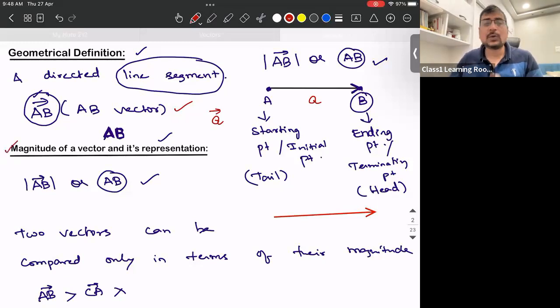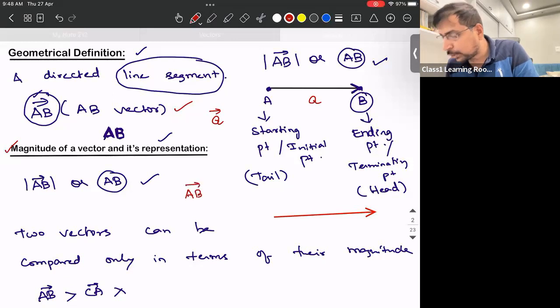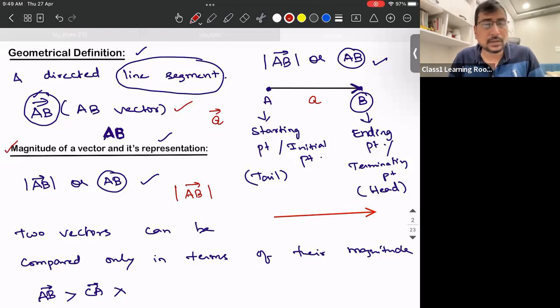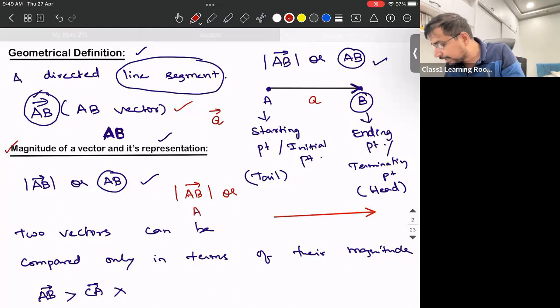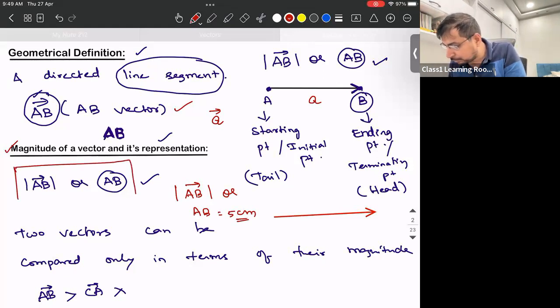The next important point is we need to understand the magnitude of a vector and how it is represented. If you write AB with a bar on top of it, it is the vector form. Around this, if you put a modulus, it becomes magnitude of AB vector, right? Or else, if I'm teaching you geometry and ask you to draw a line segment AB of length 5 centimeter, you will write AB is equal to 5 centimeter, right? Then this AB is also called the magnitude.